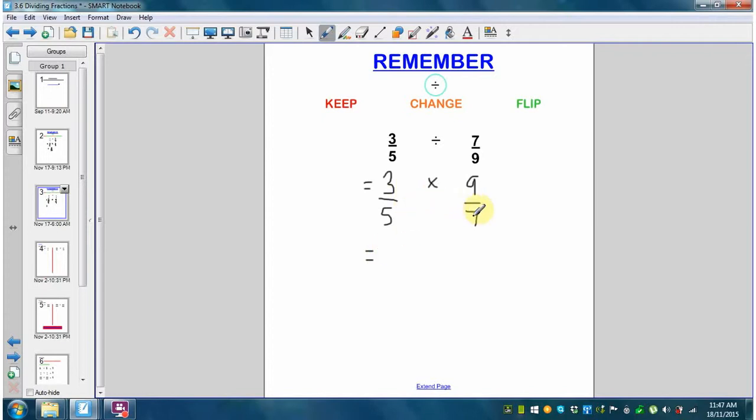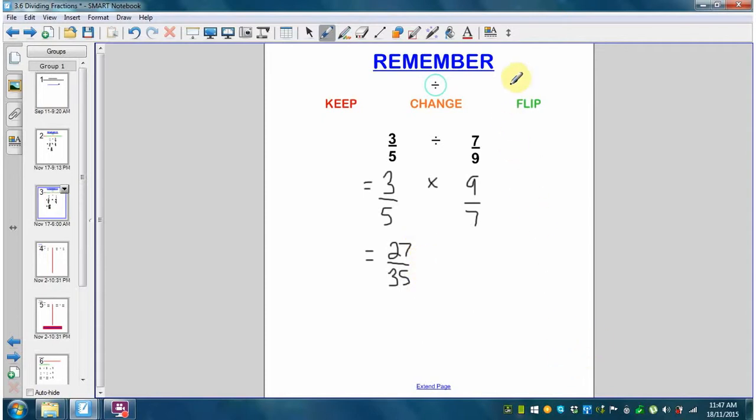I'm looking for something to simplify, and there actually is nothing to simplify here. So 3 times 9 is 27. Okay, so top by top, got that done, and bottom by bottom is 5 times 7 is 35. And that actually is as simplified as it can go, I believe.